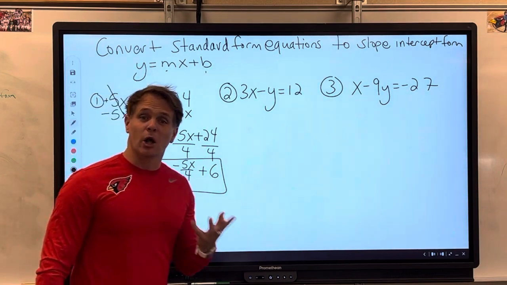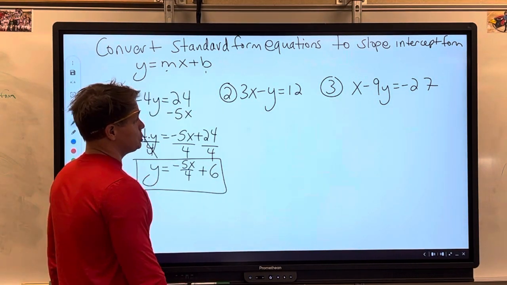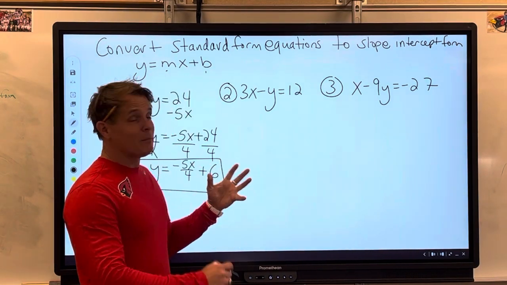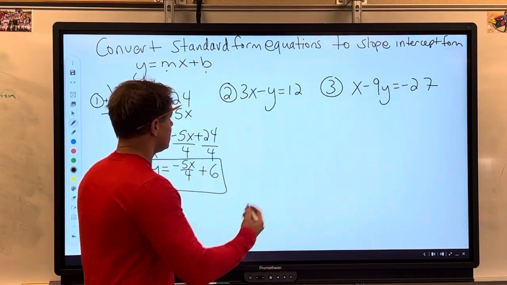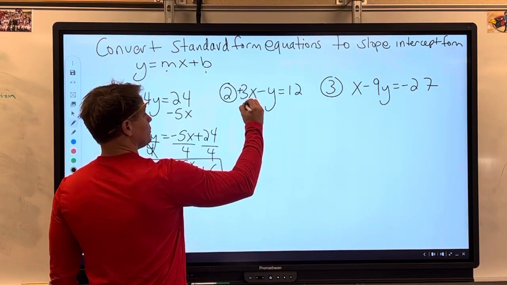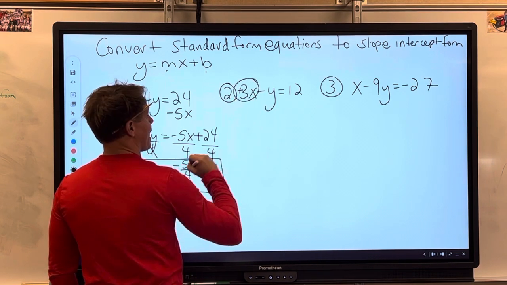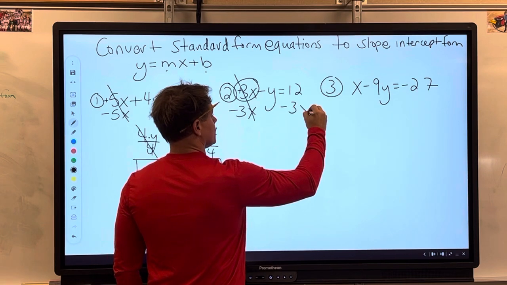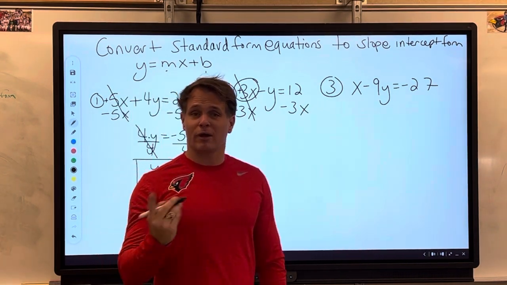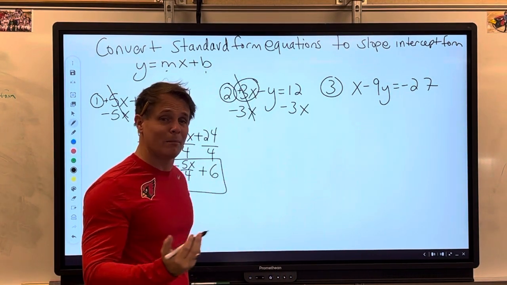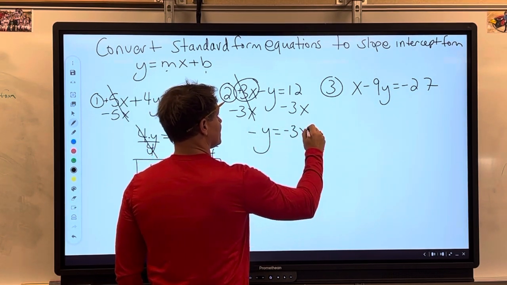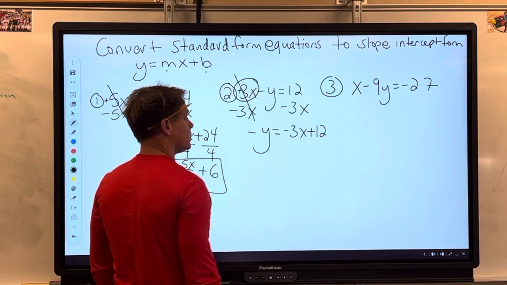Let's take a look at number 2. Number 2 is a little bit different because there's no number there next to y. But I'm still going to do the same thing first. I've got a positive 3x here, so I'm going to subtract 3x from both sides. And 12 and negative 3x are not like terms, so I'm going to rewrite them both. I have negative y equals negative 3x plus 12.